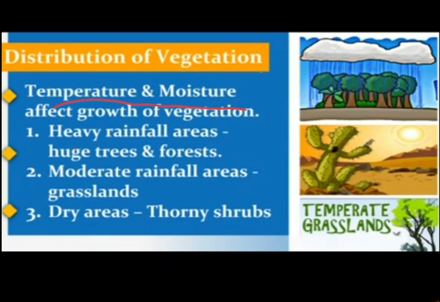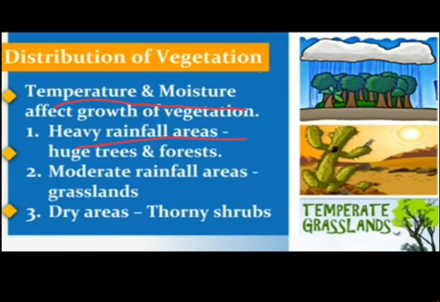First we will talk about the heavy rainfall areas. In areas of heavy rainfall, huge trees may thrive. So forests are thus associated with areas having abundant water supply. But as the amount of moisture decreases, the size of trees and their density also reduces.